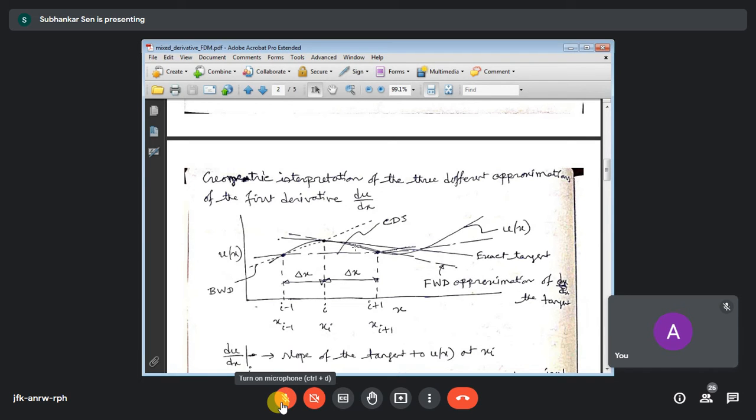If this is the curve, we have one exact tangent, and this exact tangent passes through this point i. Now we are trying to approximate this exact tangent, or exact du/dx, by certain approximations. We have the forward difference approximation. In the forward difference approximation, we have the nodal points i and i+1. When we join these two points, i and i+1, we see that there is a divergence between the exact curve and the forward difference approximation, and this divergence is expected.